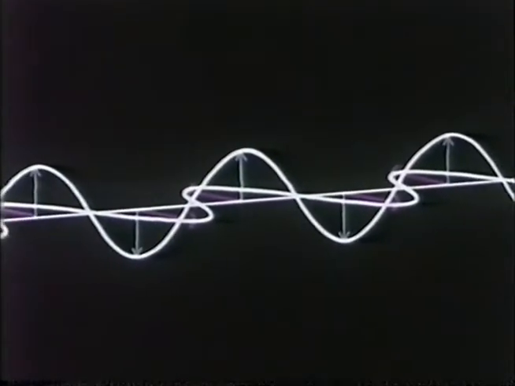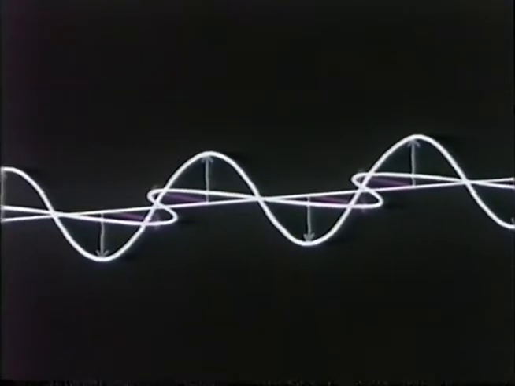The polarity of an antenna is determined by the plane of the E field. To obtain a maximum signal, both the transmitting and receiving antennas must be in the plane of the E field.